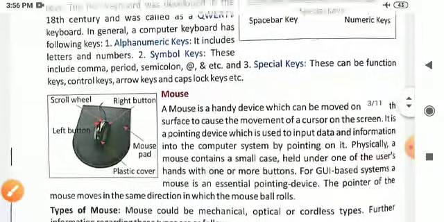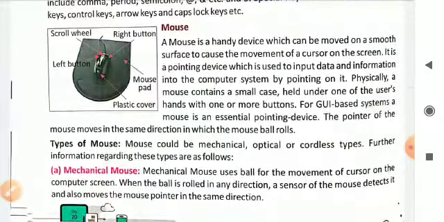After that, mouse. Mouse is also our input device. A mouse is a handy device which can be moved on a smooth surface to cause the movement of a cursor on the screen. It is a pointing device which is used to input data and information into the computer system by pointing on it.